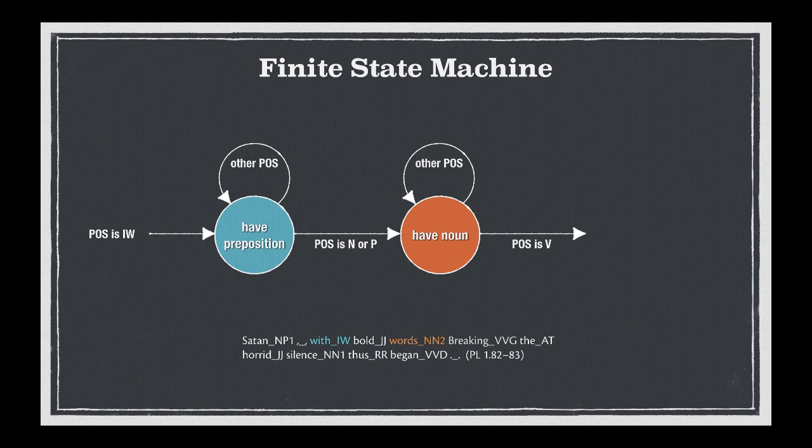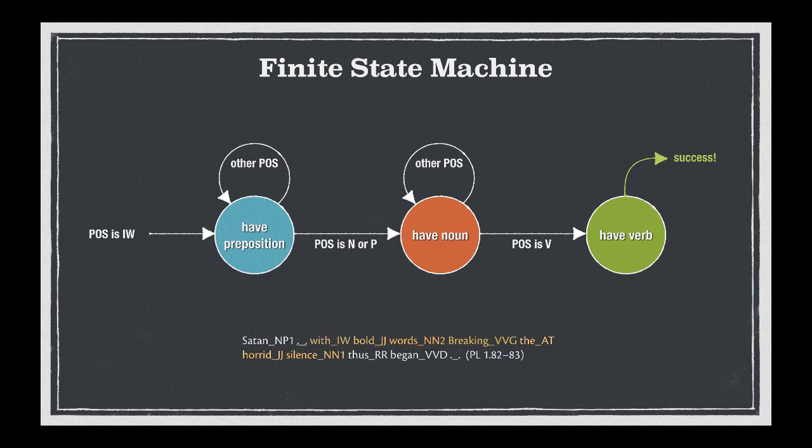We stay at the status called have noun. In this case, breaking is in fact a verb, and so we move on, and now we're at the status have verb, and that's a success condition for us. So we have a preposition followed by a noun or a pronoun of some kind followed by a verb, and that structure is very likely, or could likely be, an ablative absolute. And in fact, I think it is.